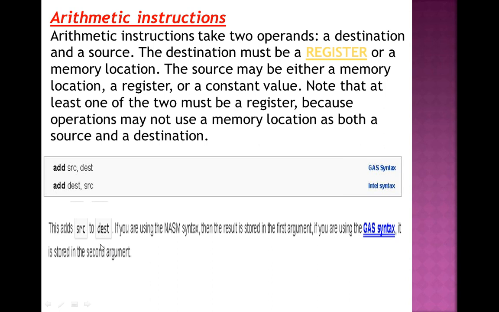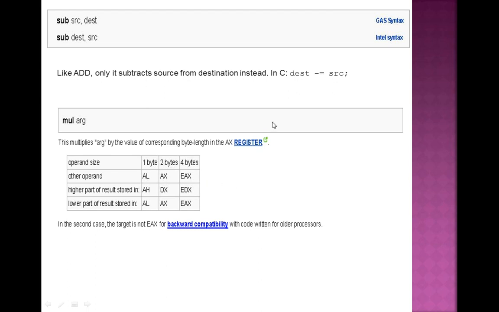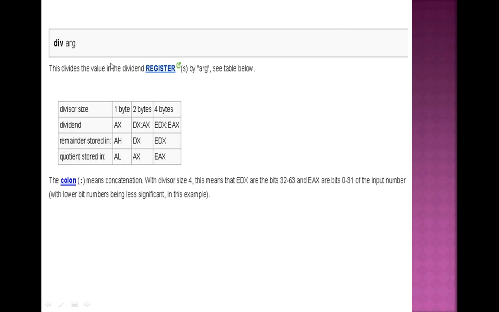This adds the source to the destination. If you are using the NASM syntax, then the result is stored in the first argument. If you are using the GAS syntax, it will be stored in the second argument. This is your Intel syntax, this is your GAS syntax. In the same way, we have also talked about subtraction, meaning how subtraction takes place between the source and the destination. These are the multiple MUL, that is, multiply argument registers. This is your division registers.